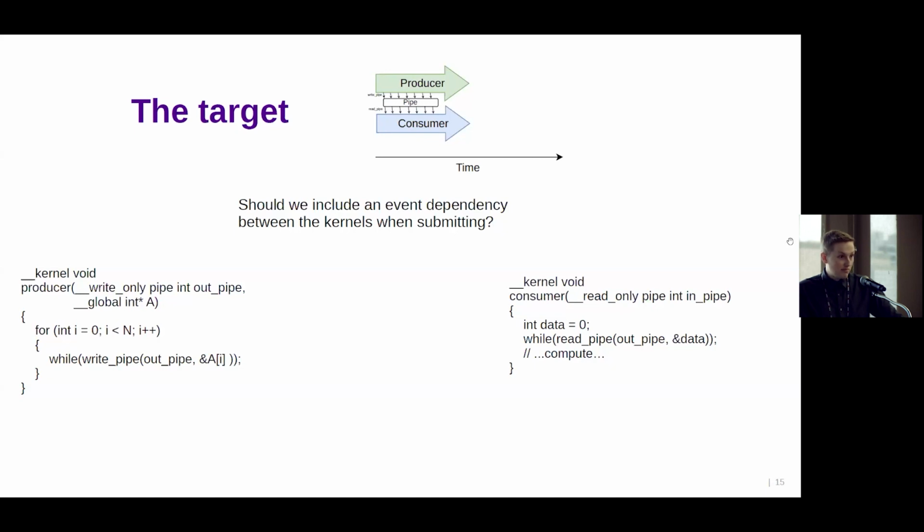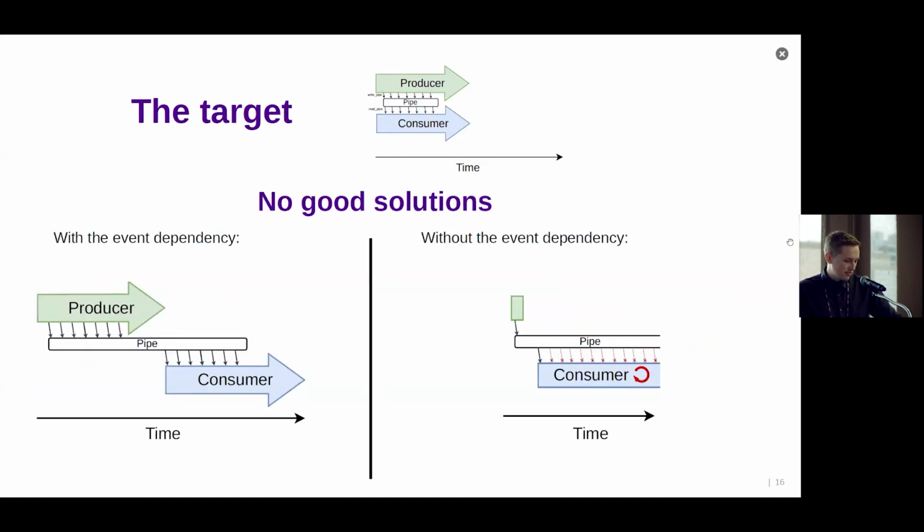This is a very practical question because I was faced with it myself. But there are really no good answers here. If this is the target you want to achieve at the top, this kind of execution, then if you include the event dependency, you will get something like on the left side, and if you don't include it, you risk getting something like on the right side.